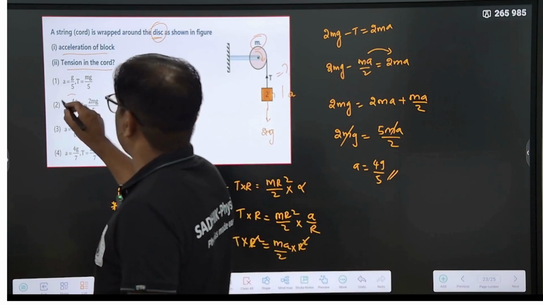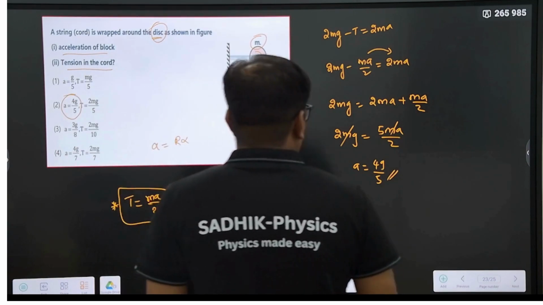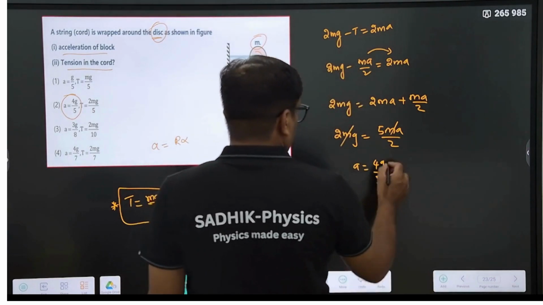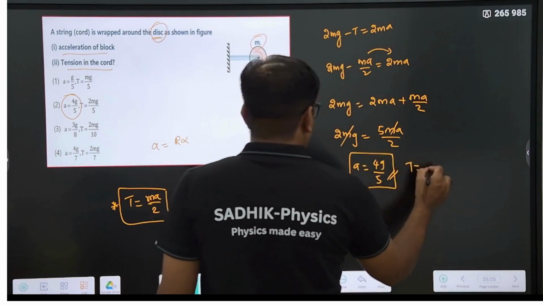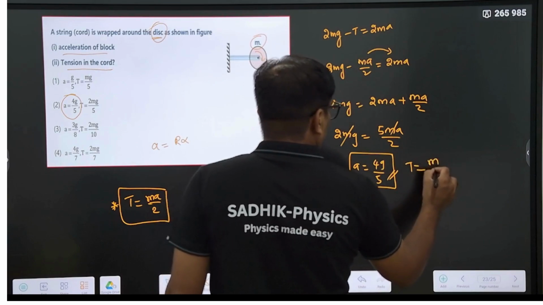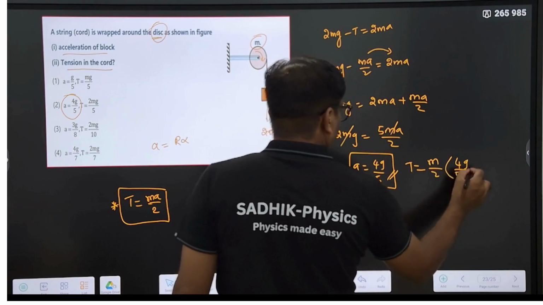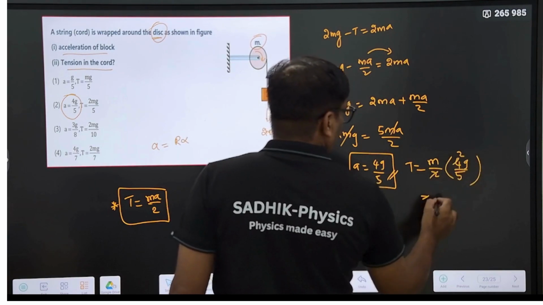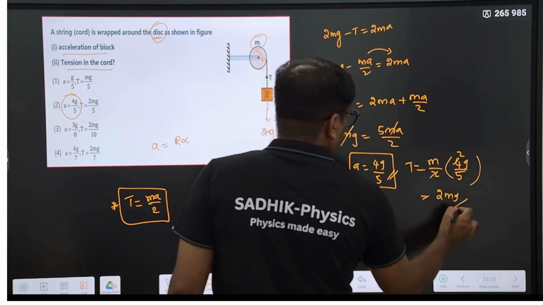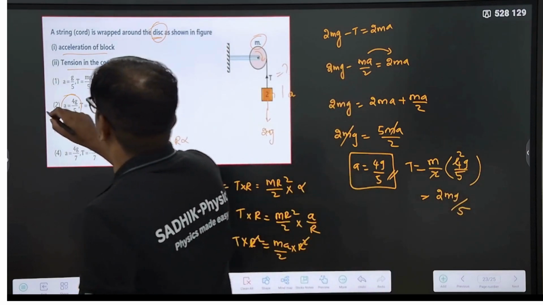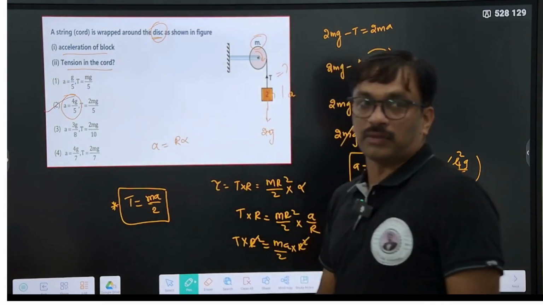So this is your acceleration, 4g by 5. Now we want to calculate the tension. Tension is nothing but m by 2 into A, where A is 4g by 5. Therefore it will be 2mg by 5. So this is 2mg by 5. Like this you have to solve the problems.